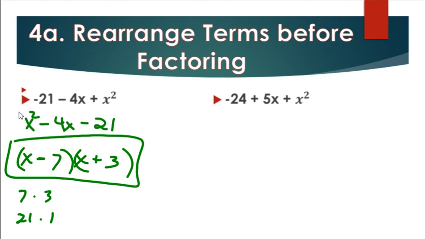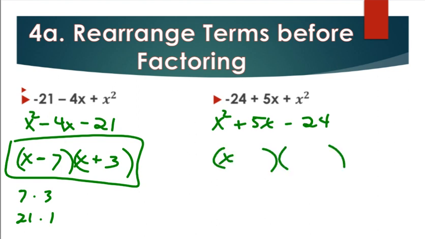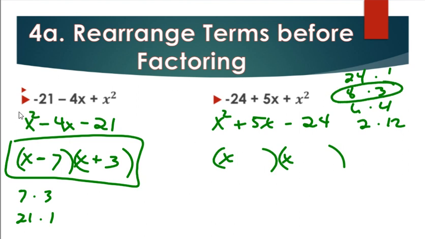Next one, rearrange: positive x squared, positive 5x, minus 24. Now I can factor them. To get negative 24, I got 24 and 1. I have 8 and 3. I have 6 and 4. And I have 2 and 12. The only one that has a difference of 5 would be 8 and 3. So which one's positive and which one's negative? Since the middle term is positive, the bigger number has to be positive. That means the 3 goes here.